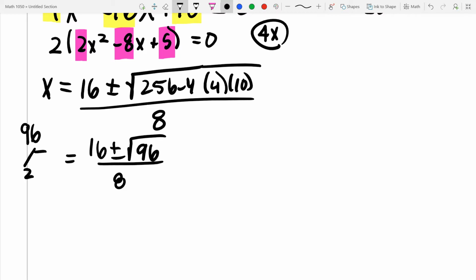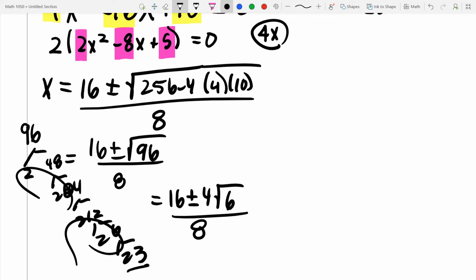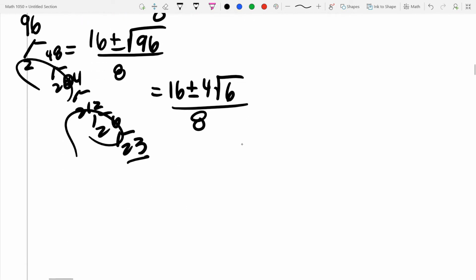So 96 is 2 times 48. 48 is 2 times 24. 24 is 2 times 12. 12 is 2 times 6. 6 is 2 times 3. Here's a pair of 2's. Here's a pair of 2's. They both come out. So I have 16 plus or minus 2 times 2 out there. 2 times 2 is 4. Square root of 2 times 3 is 6, all over 8. Now I can reduce. 4 goes into all those things. So I have 4 plus or minus 1 square root of 6 all over 2. That's my answer.